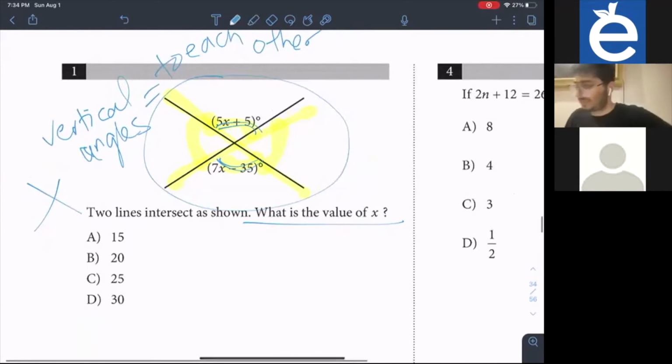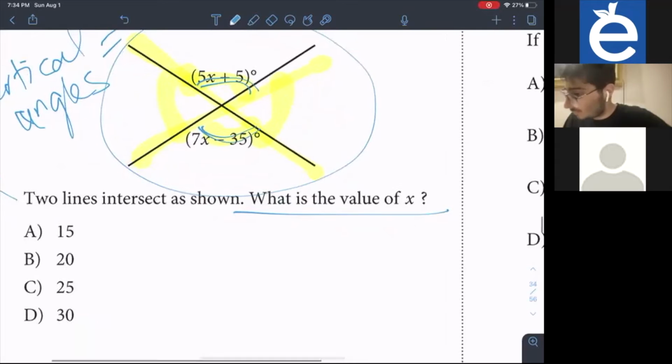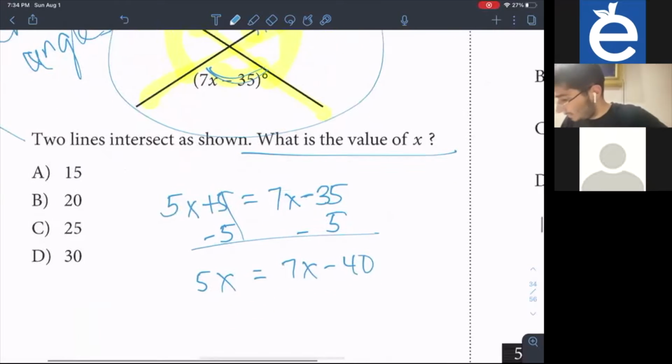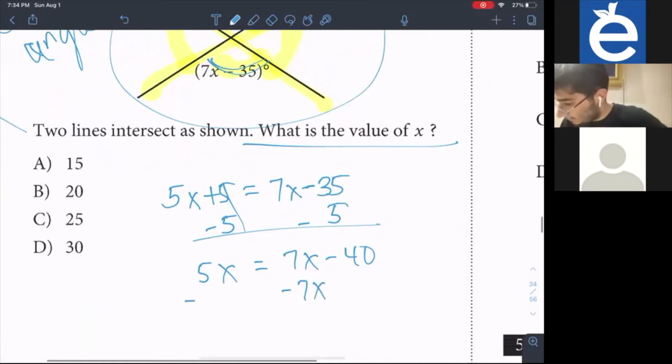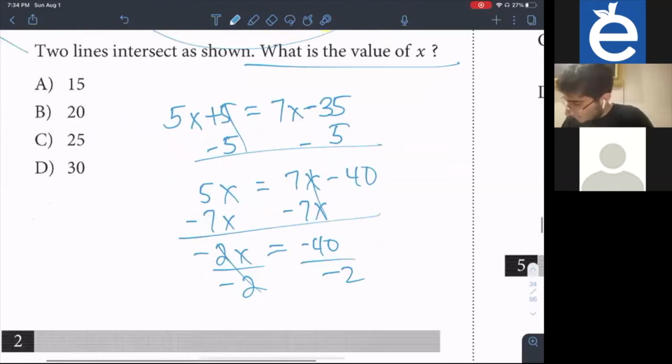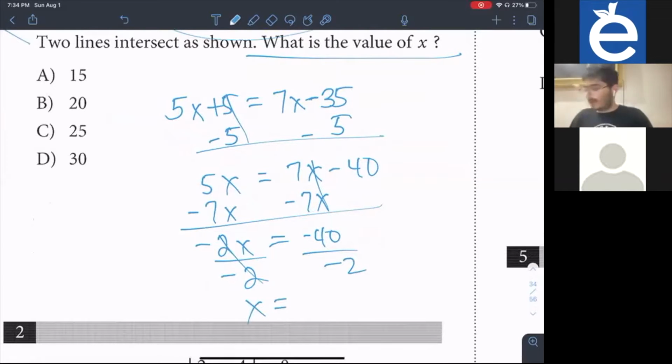So they're asking for the value of x. To solve this question, you would set both angles equal to each other. So you would do 5x plus 5 is equal to 7x minus 35. You combine like terms, you subtract the 5 on both sides, you get 5x is equal to 7x minus 40. And then you would subtract the 7x on both sides to get negative 2x is equal to negative 40. And you would divide by negative 2. Negative 40 divided by negative 2 becomes a positive, and then it becomes 20.